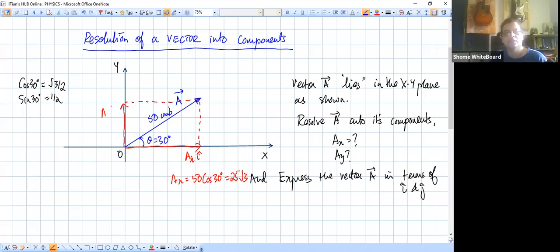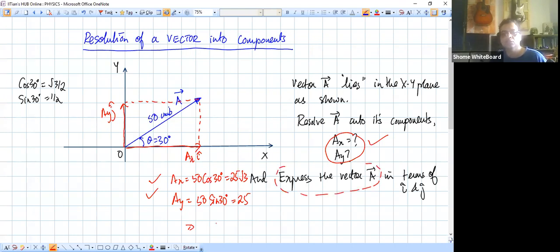This will become A_y j cap. So A_y will become 50 sine 30 degrees, so it will become 25, and accordingly, these are the components. Okay, so I've found out this. This is done, and now I want to express the vector in component form.